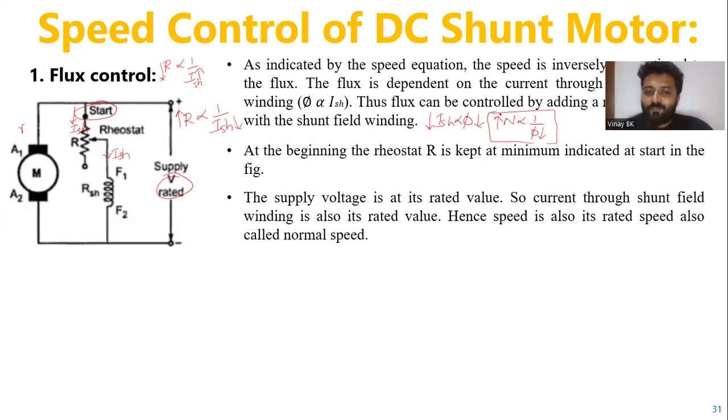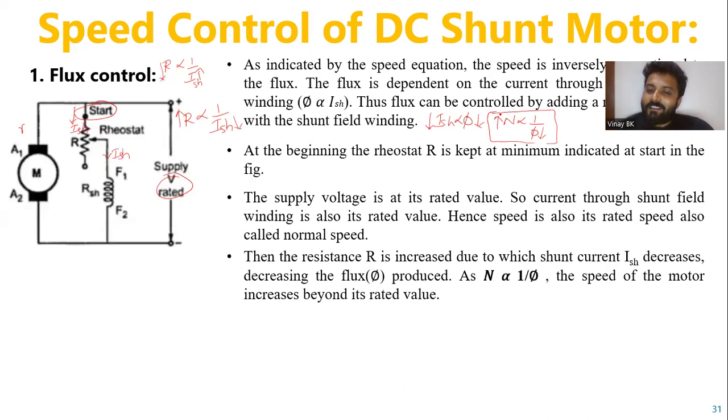That is what you can observe. See, when R is increased, if you increase the resistance, the current flowing through the shunt field winding decreases, hence flux also decreases. As you all know, N is inversely proportional to flux. The speed of the motor will increase beyond its rated value, which means you can control the speed for more than rated speed in the case of the flux control method. That you should keep in your mind.